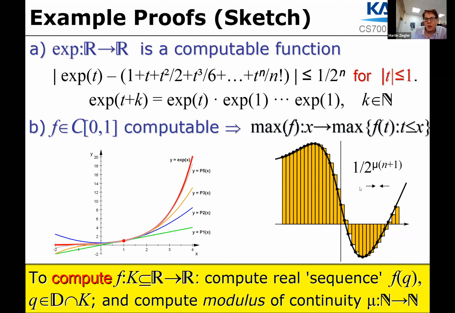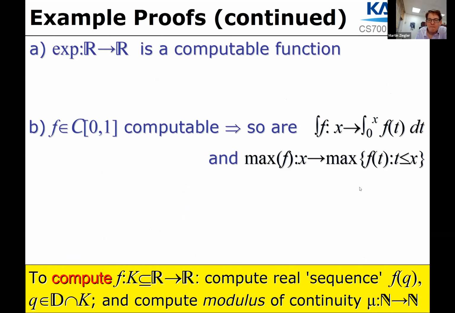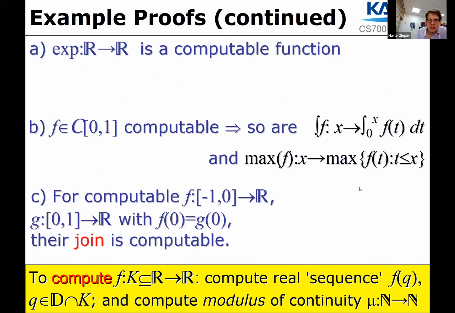And I leave it to you to slightly modify that proof to show that also the maximal operator maps computable functions to computable functions. Again, hint, hint, use the property with having a computable modulus of continuity from the third definition of what it means to compute a real function. And finally, how about this join operation, right? Remember the join operation.